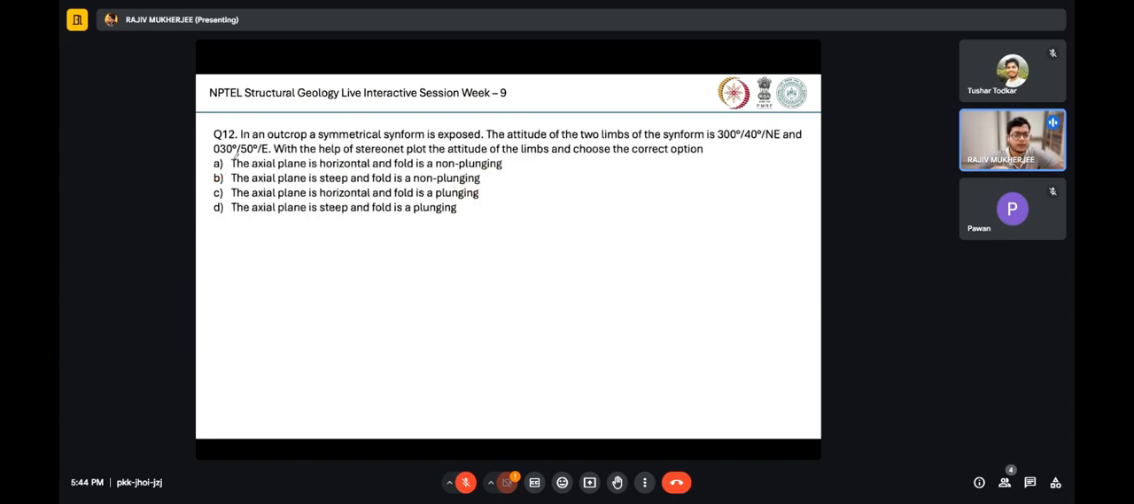Okay. So moving on to our last question. In an outcrop, a symmetrical synform is exposed. The attitude of the two limbs of the synform is 340 degrees northeast and 030, 50 degrees east. With the help of a stereonet, plot the attitude of the limbs and choose the correct options. Okay. So we have to draw the stereonet first.